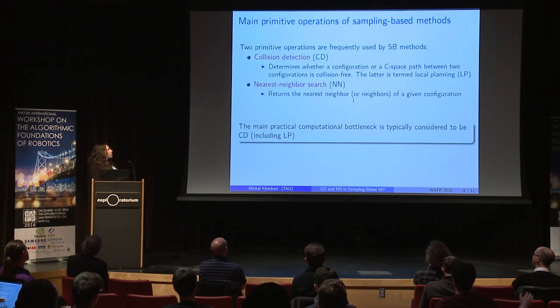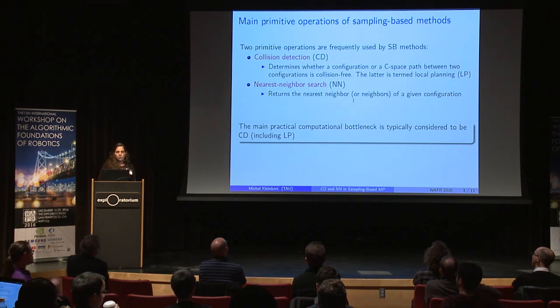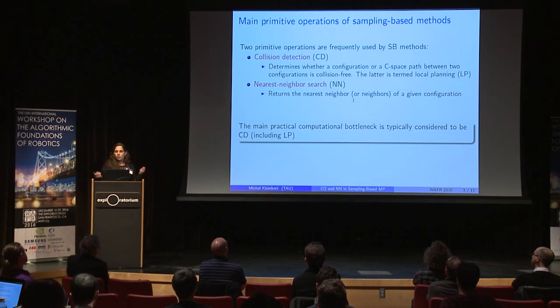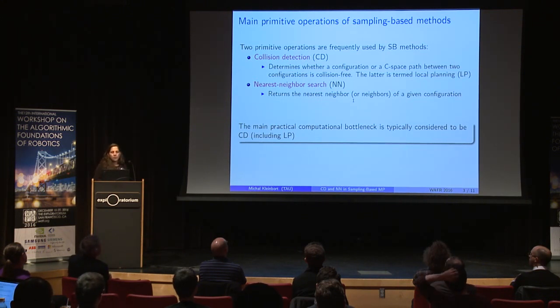So the two primitive operations that are frequently used by sampling-based methods are collision detection and nearest neighbor search. Collision detection is used to determine whether a configuration or a path between two configurations is collision-free, and the latter is termed local planning, while nearest neighbor search is used to report the closest neighbor or neighbors of a given configuration in the roadmap. And note that the main practical computational bottleneck is typically considered to be collision detection, when we also count local planning as collision detection.